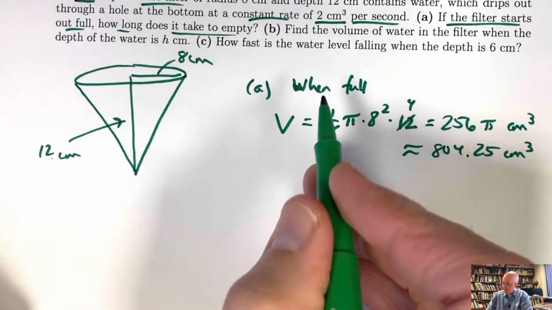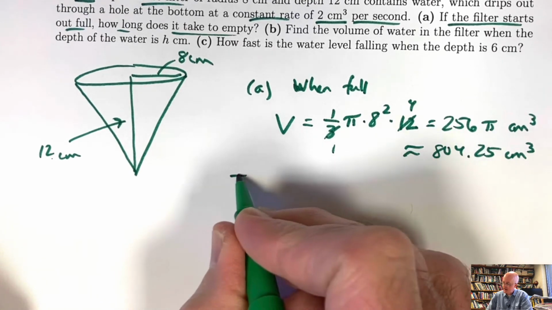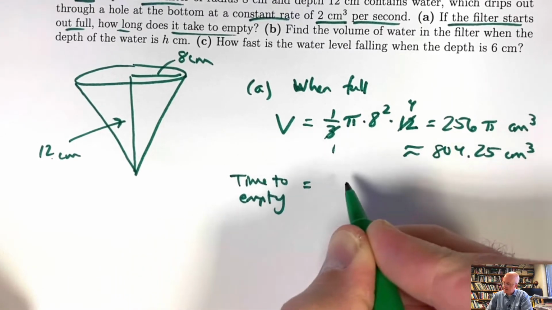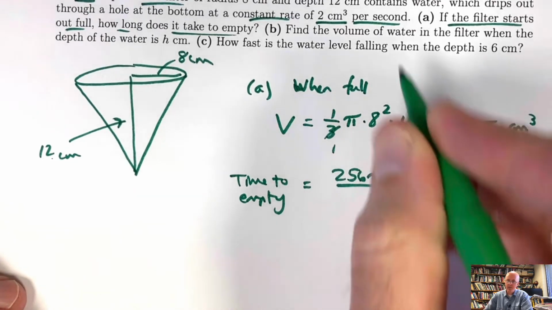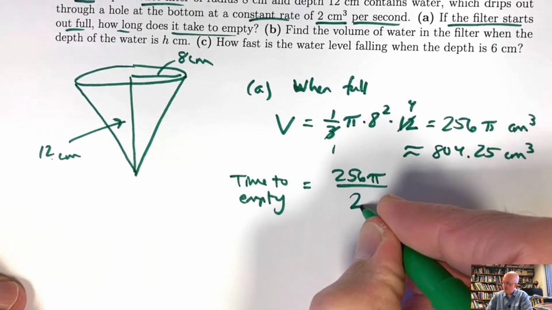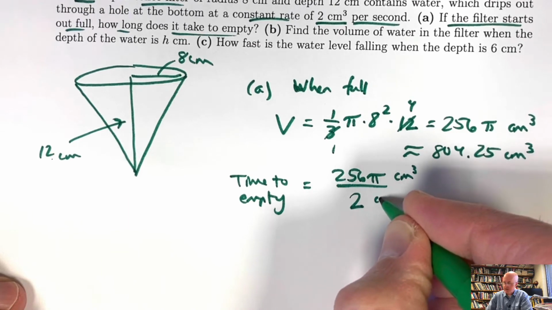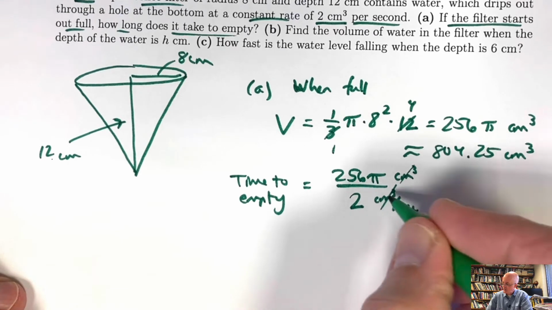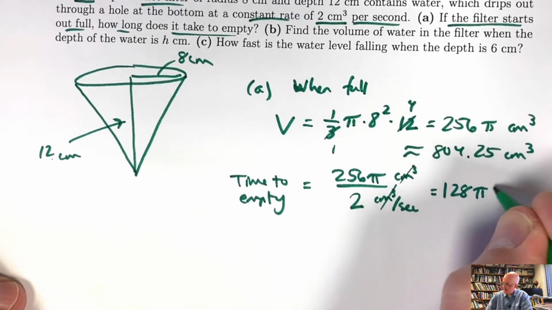So that's the answer to part A. Oh, not quite, excuse me. That's how the volume. Now, time to empty is that volume, 256 pi, divided by the rate at which the volume is decreasing. Think of it with the positive sign, divided by 2. This is in cubic centimeters. This is in cubic centimeters per second. The cubic centimeters ultimately do divide out. 1/seconds in the bottom becomes a second on top. 128 pi seconds.